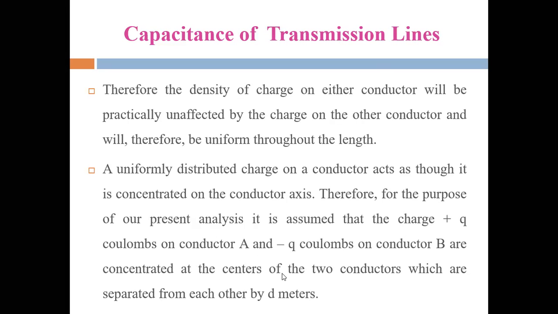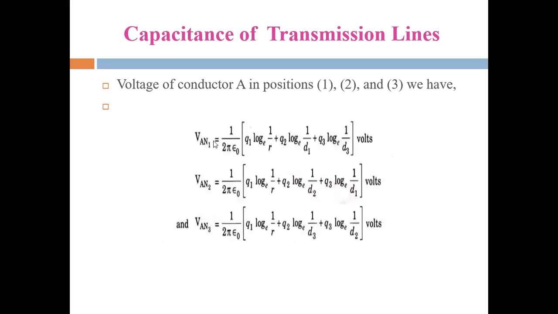These are concentrated at the centers of the two conductors, which are separated by a distance of d meters. The conductor A has a charge of plus q coulombs and B has a charge of minus q coulombs, concentrated at the centers of the two conductors, and these conductors are separated by a distance of d meters.